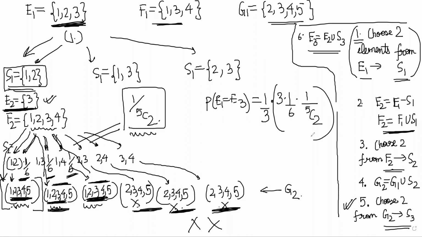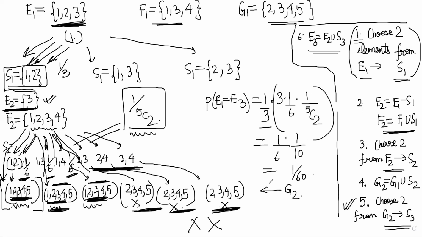So what am I doing actually? What I'm saying is you start off with one branch here. The probability of choosing this branch is 1 by 3. Then in this branch, you have 6 possible pairs of 2 elements, so each probability is 1 by 6. And 3 of these are not allowed because from there we cannot get the final E1 equal to E3 condition. So 1 by 3 for this step, 3 by 6 for these 3 branches, and in each branch, you have to choose a pair, so that will be 1 by 5C2. If you calculate this, it comes to 1 by 6 into 1 by 10, so 1 by 60 probability.